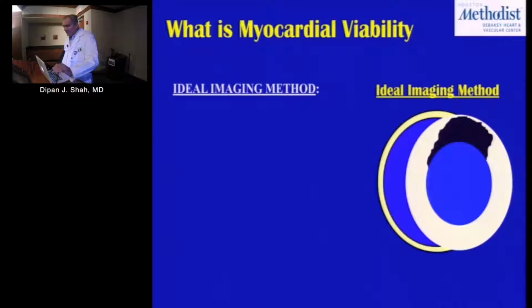And ideally, the ideal imaging technique is one that would actually be able to image both viable myocardium as well as non-viable myocardium, and be able to do it in a very high resolution, detailed map type technique.